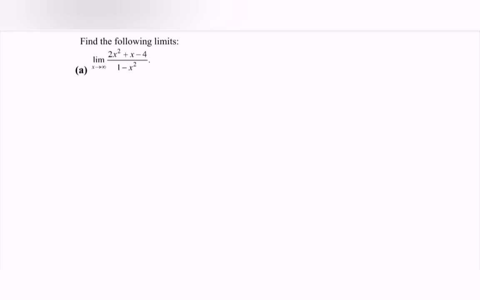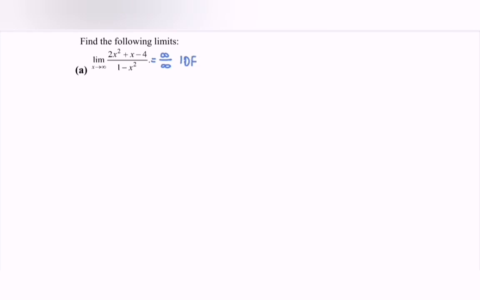Hello everyone, in this video I'm going to discuss the example for limits. Find the following limits. Here we have the limit as x approaches infinity of the function (2x squared plus x minus 4) over (1 minus x squared). So kindly substitute the infinity and we will have infinity over infinity, which is an indeterminate form.